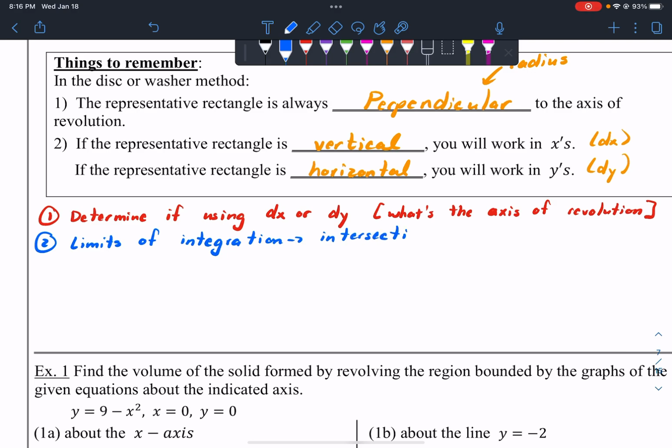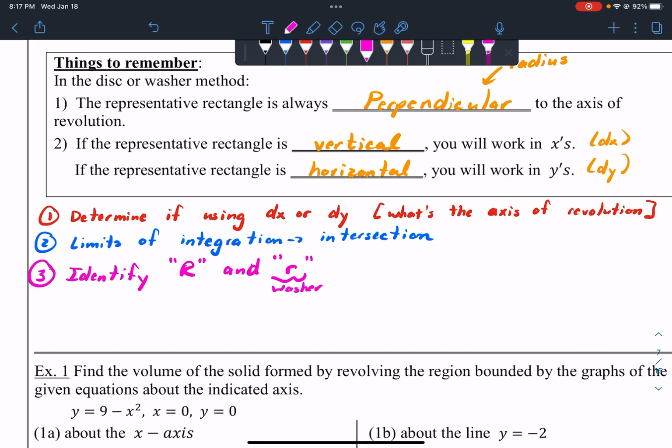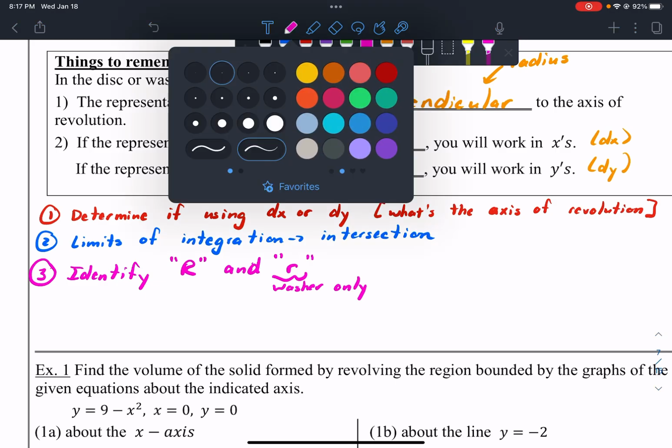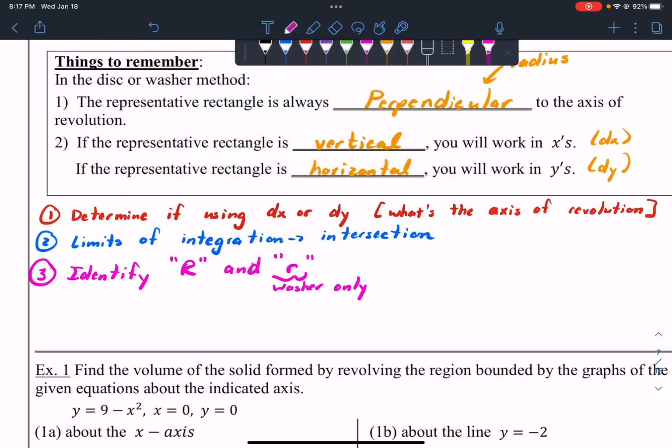Because we already have an area formula for these, it's pi r squared, so we know that part, but we've got to be able to set up the integral accurately. So our third step is going to be to identify, and this is a big one, identify your big R, and if necessary, little r. Now, if it's not a washer, this is for washer only. If it's not a washer, you're only going to have one radius. But if there's a washer method, you're going to have a big R and a little r. How we find that is really important, you guys. So we want to pay attention to this.